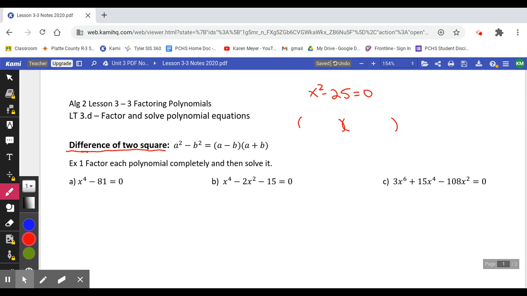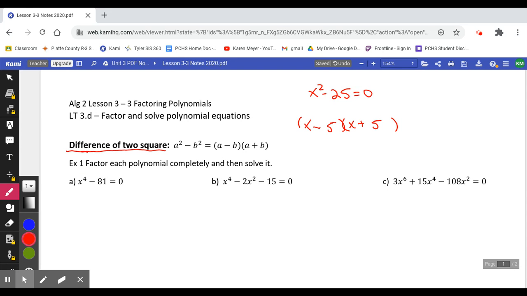So what you want to do is think, what times what gives me x squared? Well, that would be x times x. And then the only way to get a minus is to have one negative and one positive, because a negative times a positive is a negative. And then the only way to come up with 25, the exact same number, would be 5 times 5.